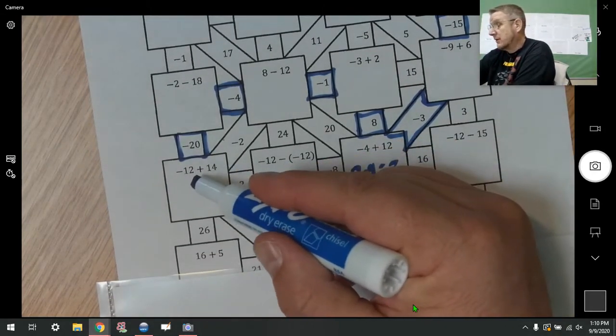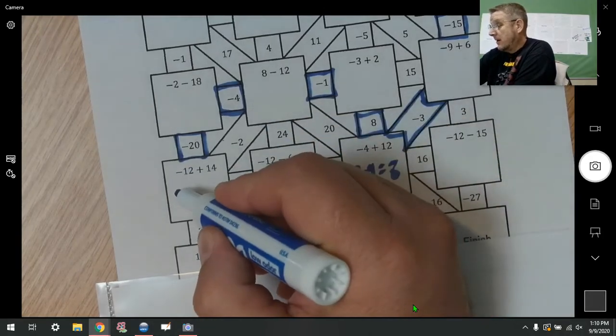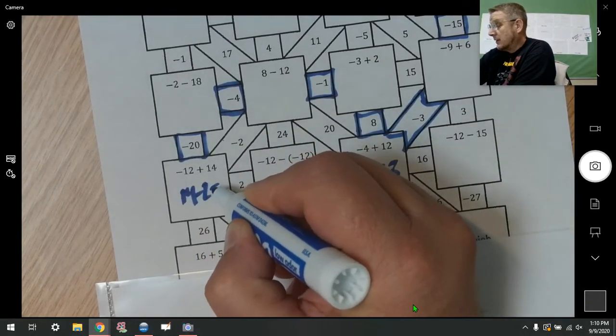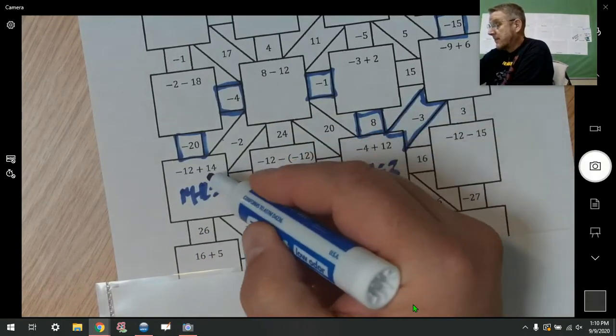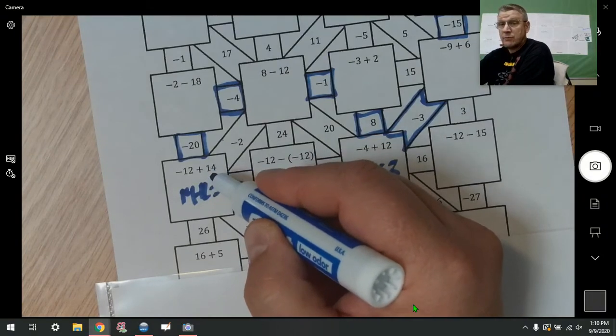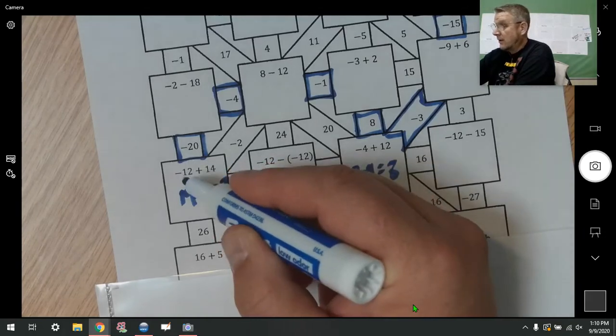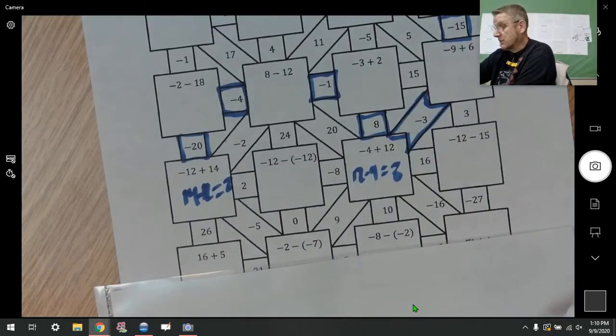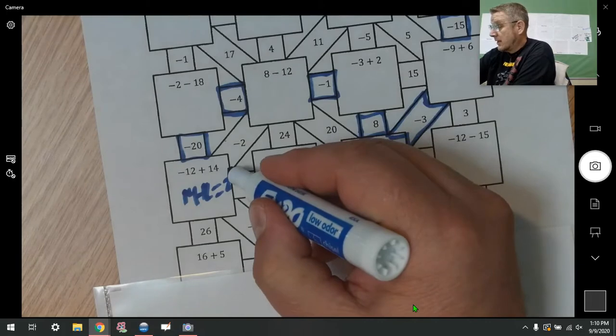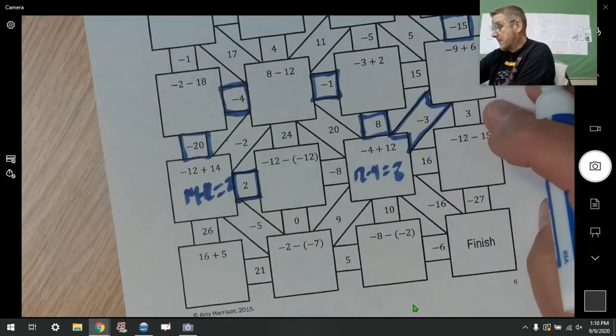So now I'm here at negative 12 plus 14. So since these signs are different, if I subtract them, 14 minus 12, I get 2. And since 14 is the farthest from 0, we're actually going to have a positive 2. So this guy here is a positive 2 here.